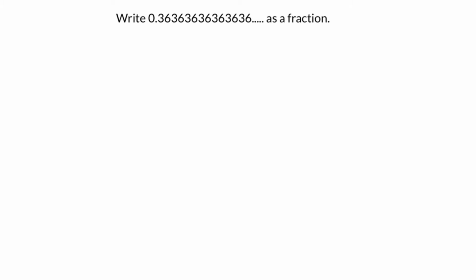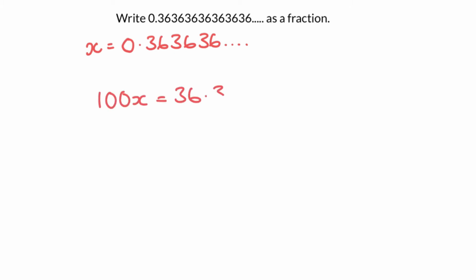So we're going to start by writing x is equal to the 0.363636 recurring that's in our question. So then we're going to times x by a multiple of 10. So that's 10, 100, 1,000, so that the numbers after the decimal line up with each other. So this time I'm going to do it by 100. So 100x is going to equal 36.363636 recurring.